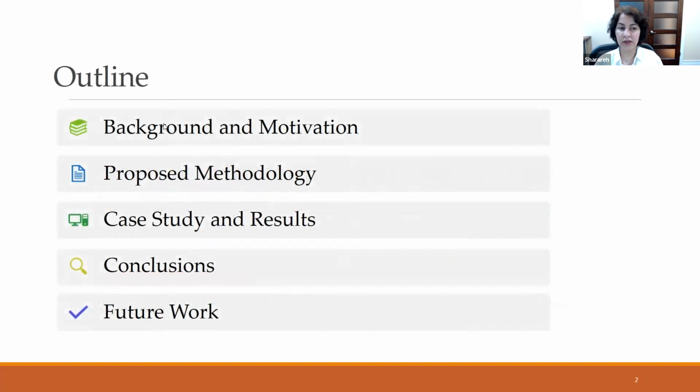In my presentation, I'm going to first provide a brief background of the problem under consideration, and then I will discuss the proposed methodology, and then the case study and results will be discussed, and finally conclusions and future work.